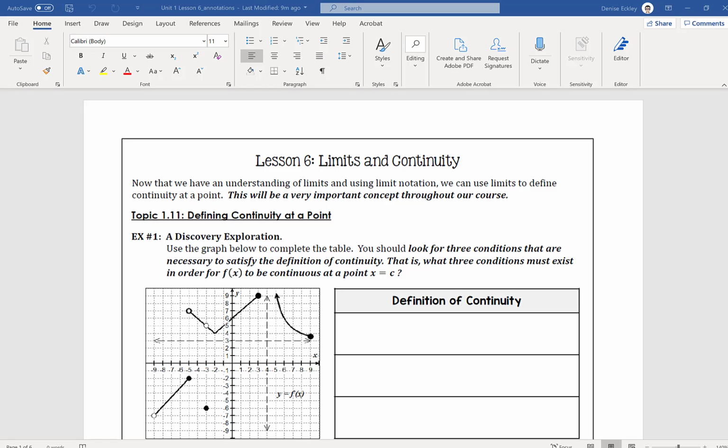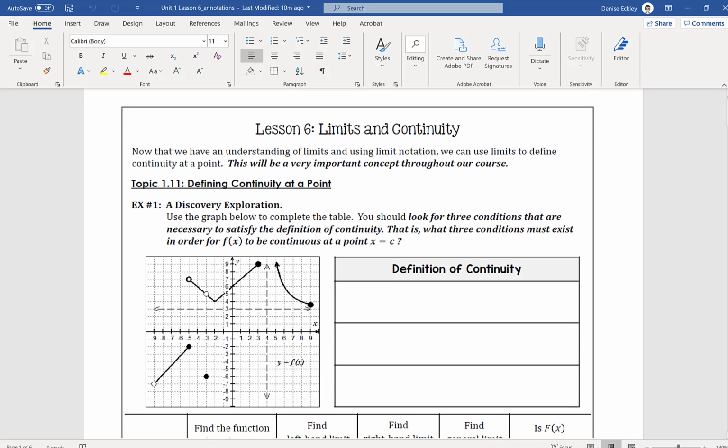This is part 1 of Unit 1, Lesson 6, Limits and Continuity. This lesson is going to take our understanding of limits and limit notation and define continuity at a point. It is important that you grasp this, as it comes up throughout the course. Understanding continuity is a very big section of this course. So the first topic we're going to look at is defining continuity at a point.